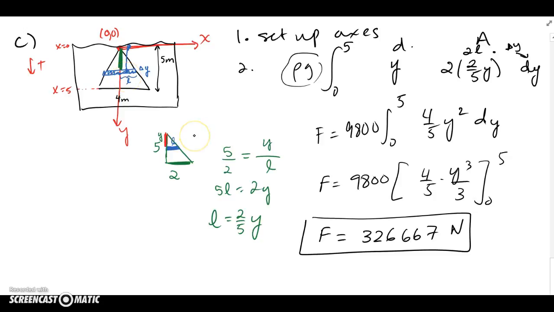So that actually wasn't so bad. All we did was set up our axes and deal with similar triangles.